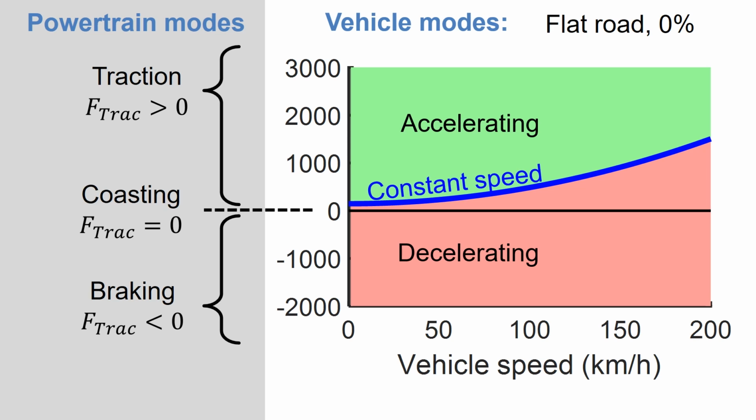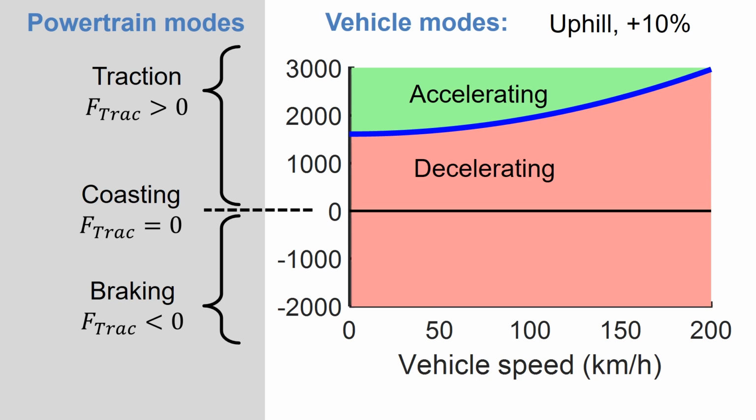But traction mode is more complicated if the traction force is low, like 500 Newton. At low speed, 500 Newton will lead to acceleration. And if the speed is increased, the same force would lead to a constant speed at about 120 km per hour for this vehicle. And at even higher speed, the same force leads to deceleration due to the higher aerodynamic resistance. So on a flat road, the vehicle can be both accelerating, keeping speed, or decelerating when the powertrain is in traction mode.